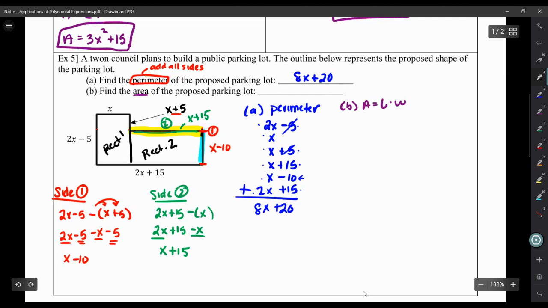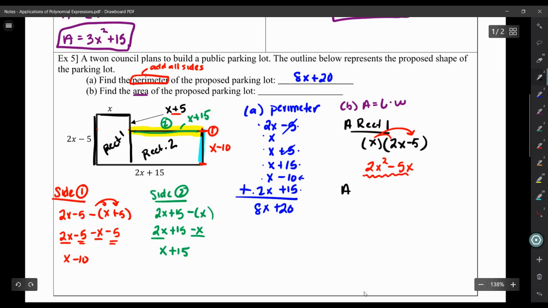So to find the total area, I need to find the areas of the individual pieces. So the area for rectangle 1. The length is x, and the width is 2x minus 5. Now that we have the setup, simply multiply together. So I'll do this in red. So x times 2x is 2x squared. X times negative 5 is negative 5x. So there's part of my area.